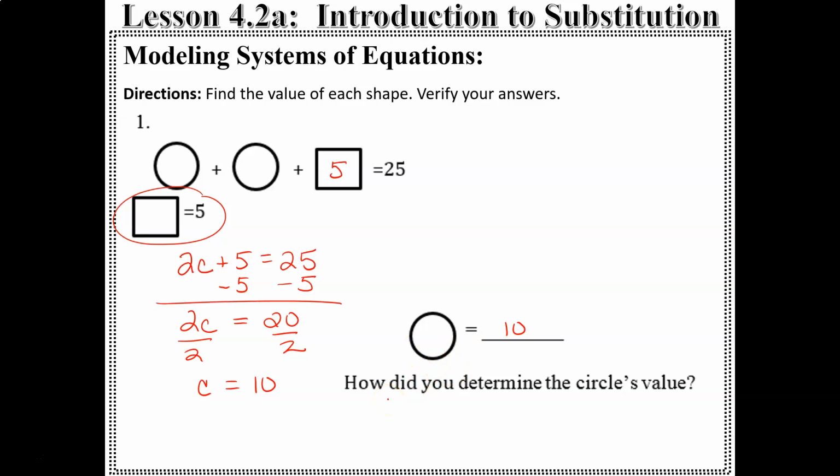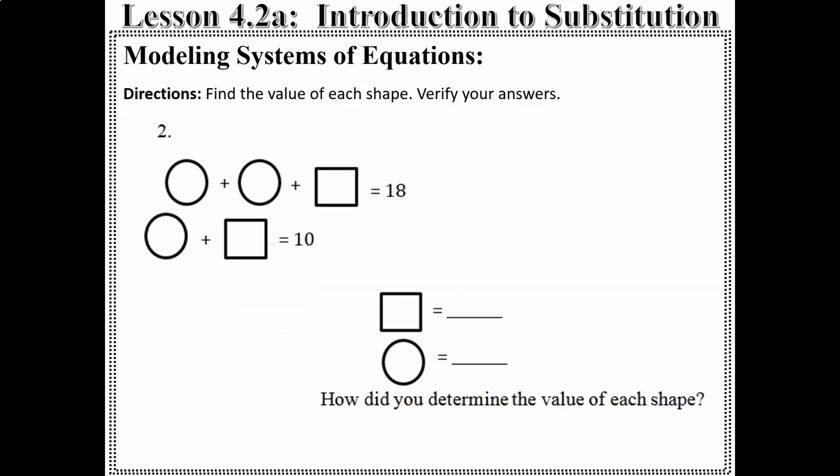So how did you determine the circle's value? I substituted 5 in for the square, and then we solved for C. All right, let's see what's next here.